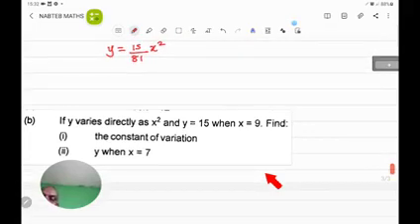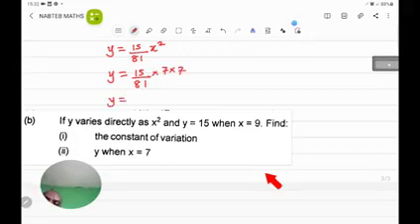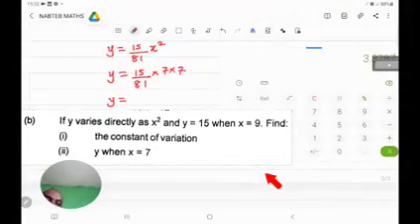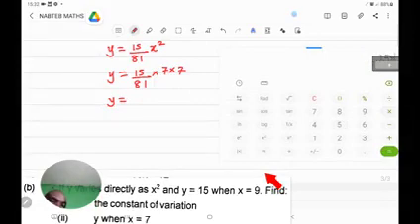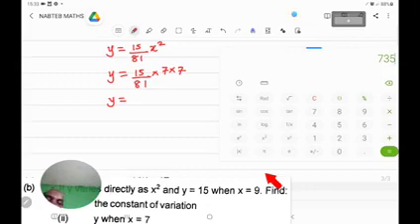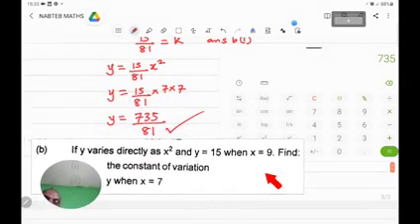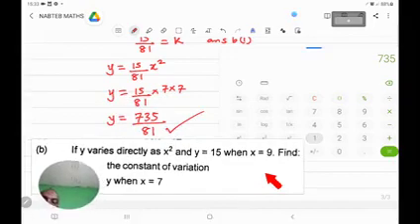So what is y when x is 7? It is 15 over 81 times 7 times 7. This is going to be, let's see, 15 times 7 times 7, that is 735 over 81. That's going to be the answer to the second part of the question. Okay, that solved the problem.